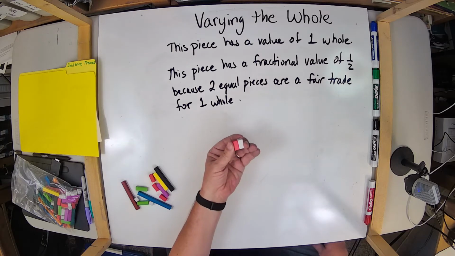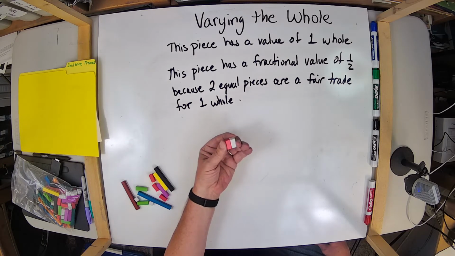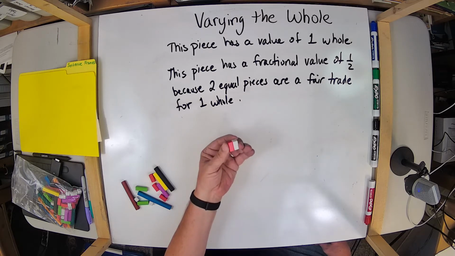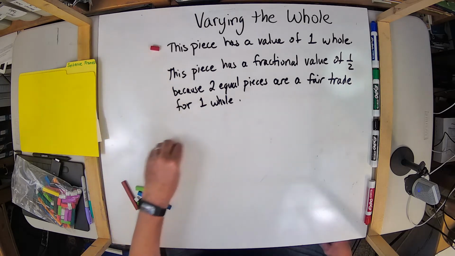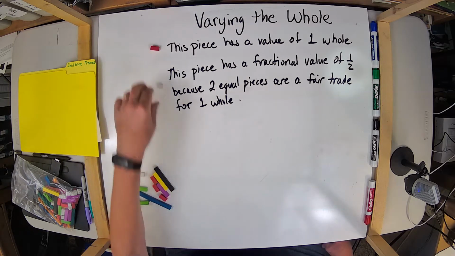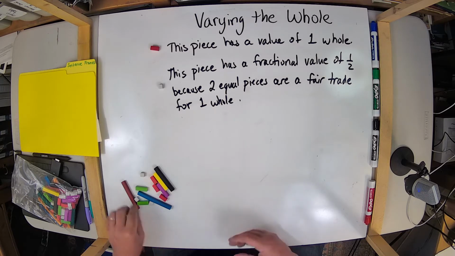Of course, I might be saying those two pieces have the same value. The two white pieces have the same value as the red piece. Or I might be saying the two white pieces are equivalent to the red piece. So if this piece is a value of 1 whole, then this piece has a value of 1/2 because two equal pieces are a fair trade for 1 whole. But here's a problem that many students cannot grapple with.